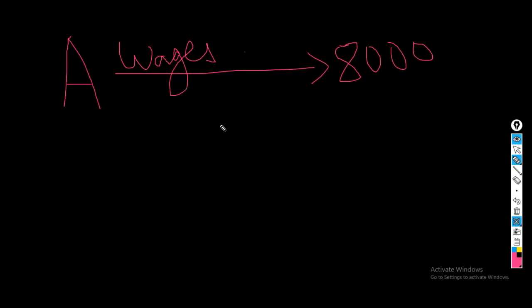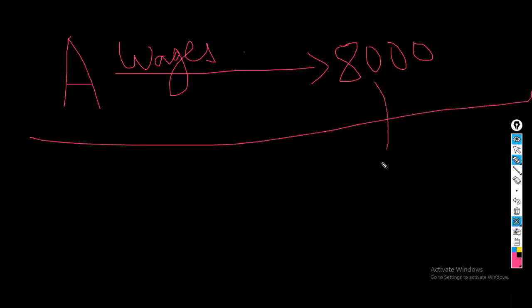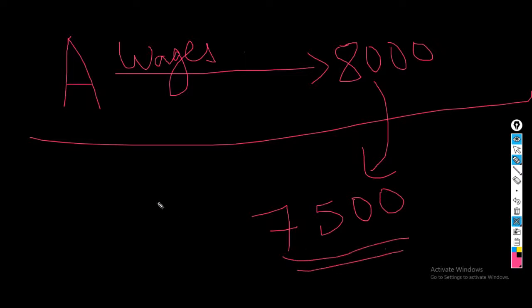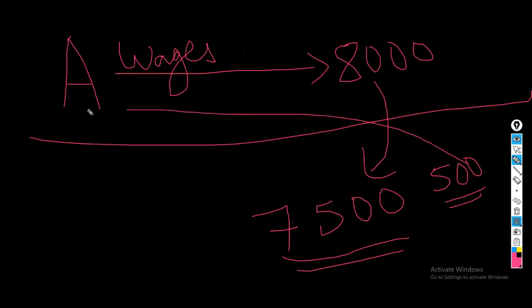If we have a labor named A, and we have to pay him wages of rupees, let's assume 8,000. Out of that rupees 8,000, we have paid rupees 7,500 and decided that as we have low cash flow this year, we will not be paying the remaining rupees 500 to A in this year, and will be paying rupees 500 to Mr. A in the next year.